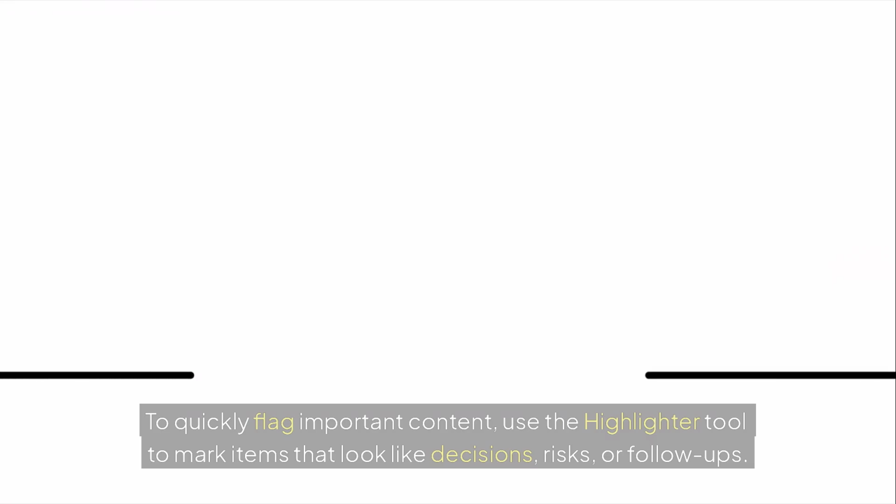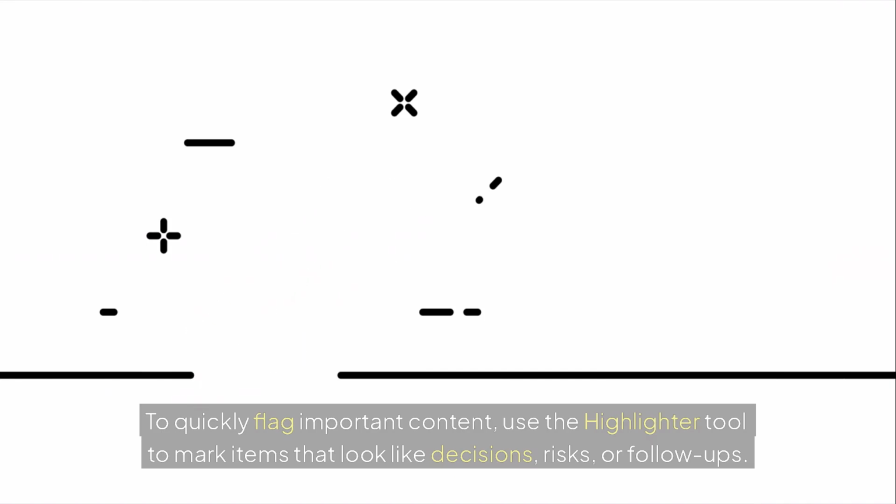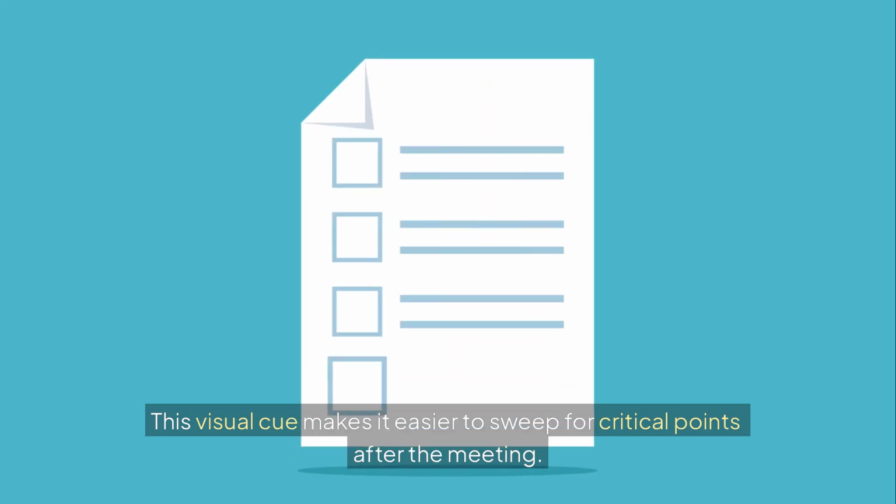To quickly flag important content, use the highlighter tool to mark items that look like decisions, risks, or follow-ups. This visual cue makes it easier to sweep for critical points after the meeting.